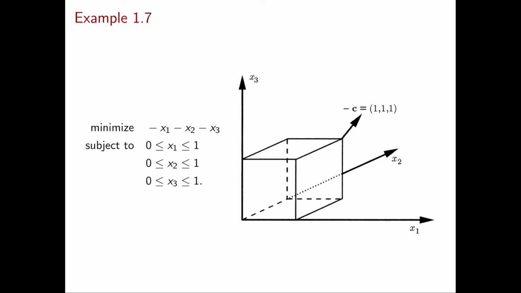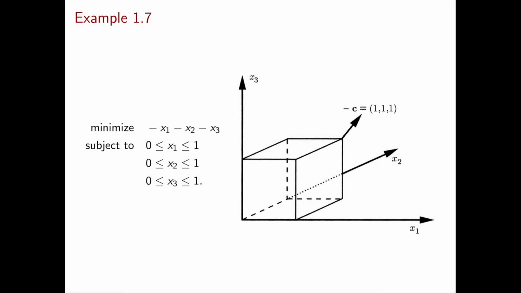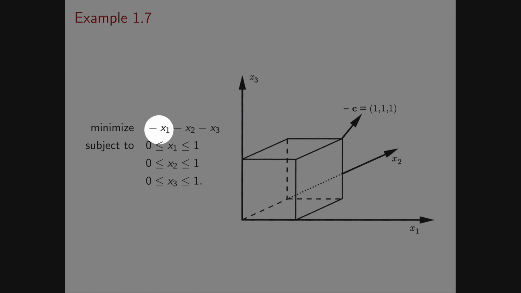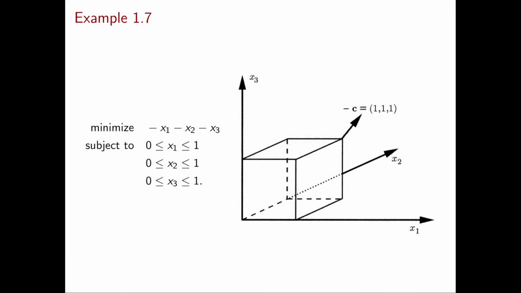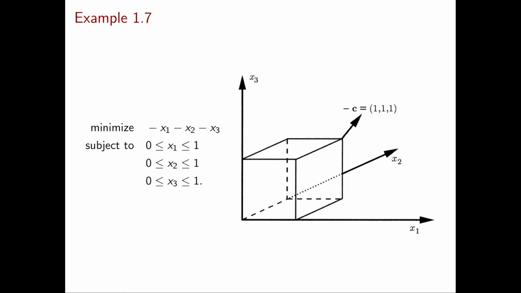Here is a picture that is supposed to be 3-dimensional. The feasible region is super simple. It's xj between 0 and 1 for every j. So we obtain exactly the 0-1 cube. And the objective is to minimize minus x1, minus x2, minus x3. So we can either draw c and move the corresponding plane in the opposite direction, or maybe we can simply draw immediately minus c, which is (1, 1, 1), and move our plane in the direction of minus c.